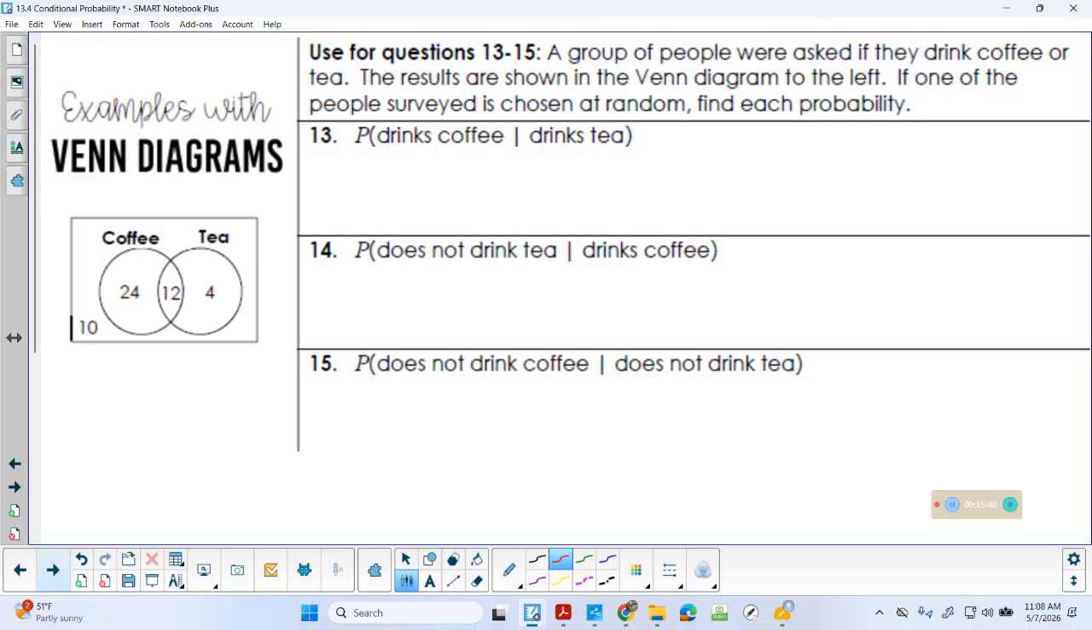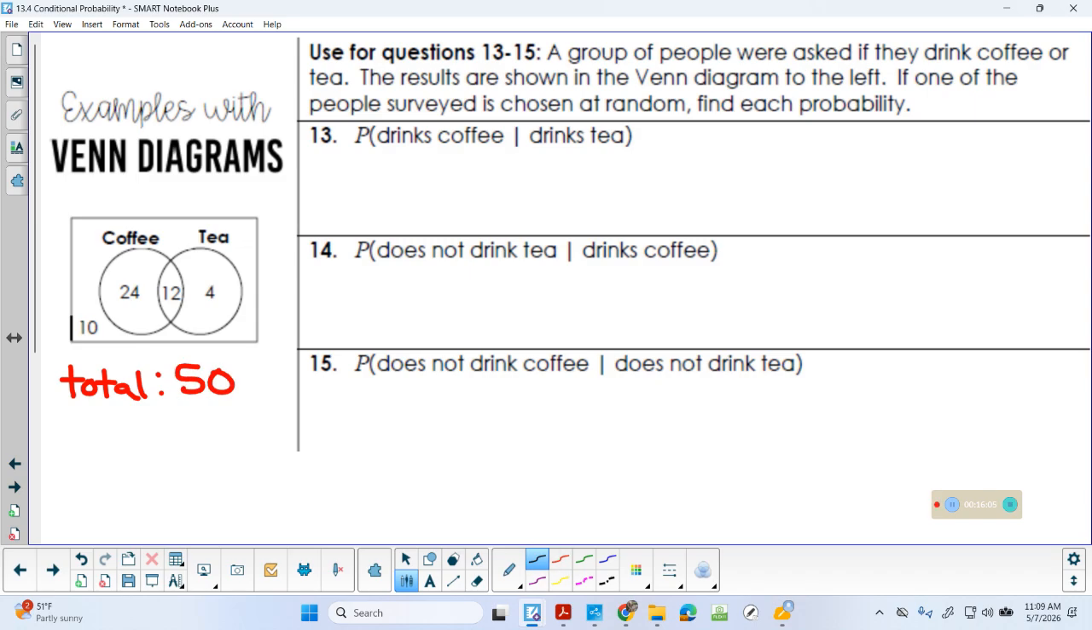I like these two because the numbers are in the Venn diagram. We just got to figure out what's what here. So a group of people were asked if they drink coffee or tea. The results are shown in the Venn diagram to the left. If one of the people surveyed is chosen at random, find the probability. Well, first, of course, do a little math for me. I need the total. So add all those numbers up. 50. Okay, so we need that.